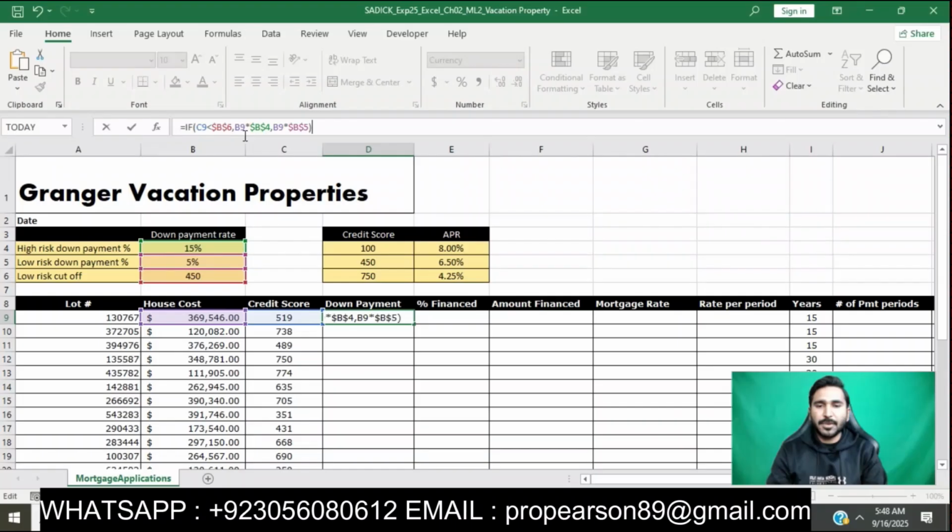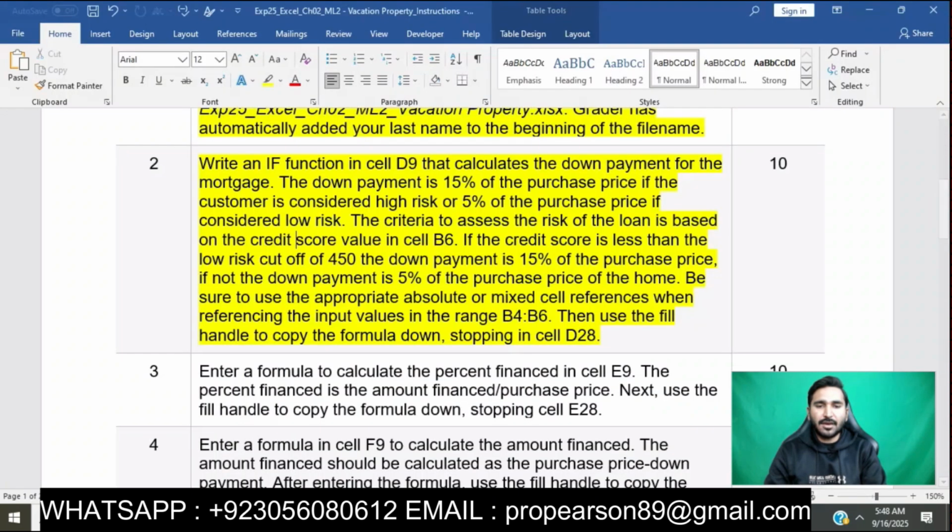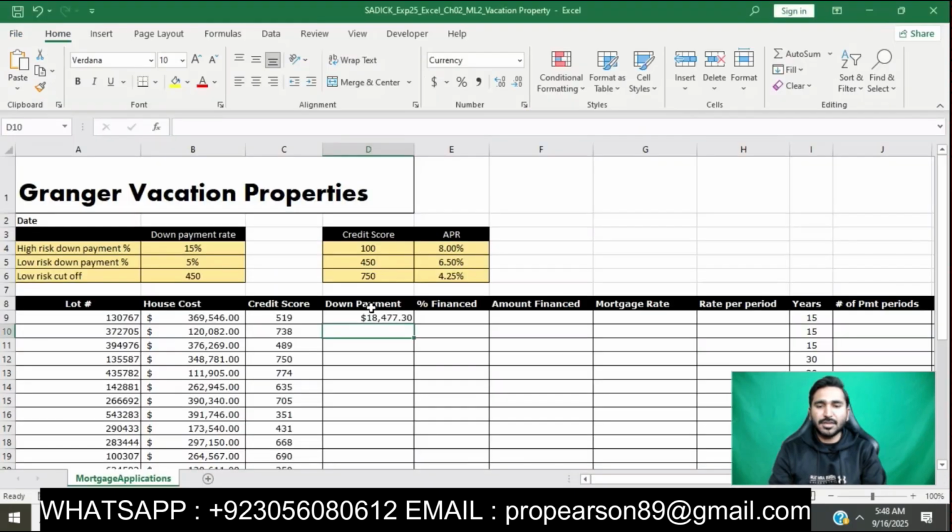Then we will press enter and we will find the down payment in cell D9. You can see here I have found this value. Now use the fill handle to copy the formula down, stopping in cell D28. We will use the fill handle to copy down.